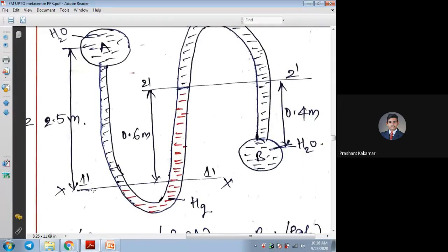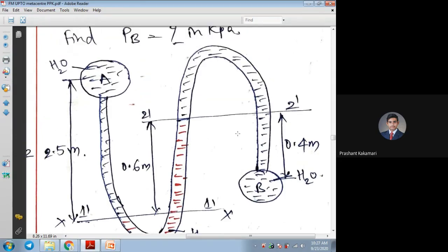Then at this level, the lower side of the mercury, we have taken the datum line, and from this we are going to measure the other heads. The mercury level from this datum to the interface of the water and mercury, that is 1 dash to 2 dash datum, is 0.6 meters. So the water head on the left side is 2.5 meters, and the mercury head is 0.6 meters.